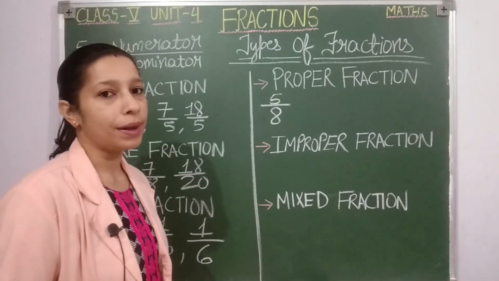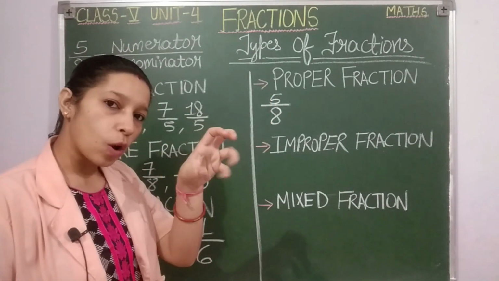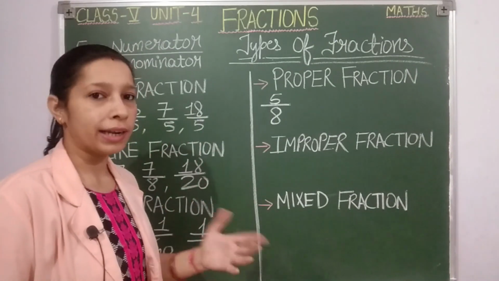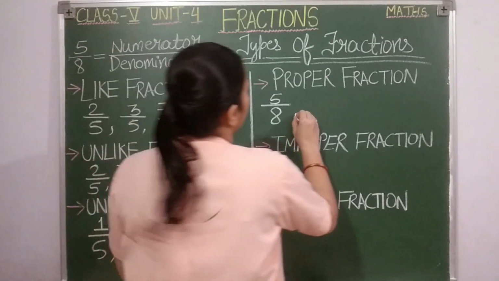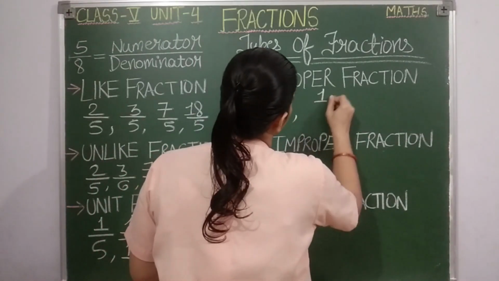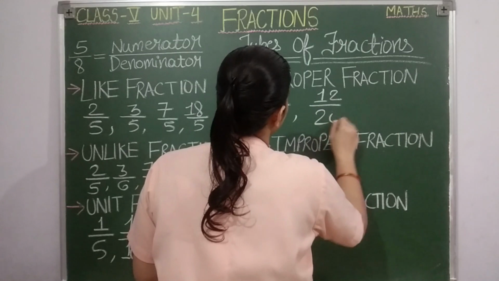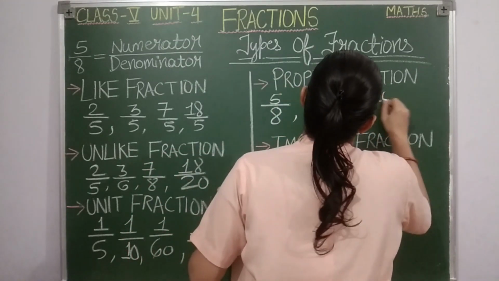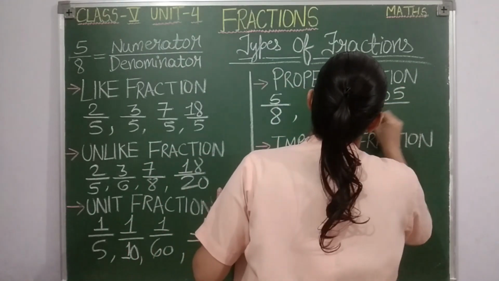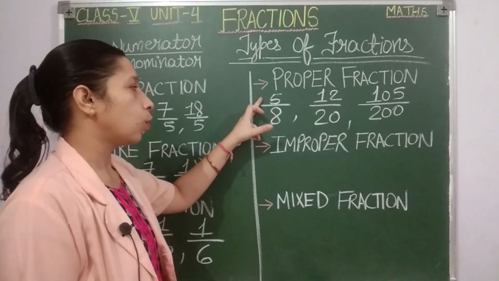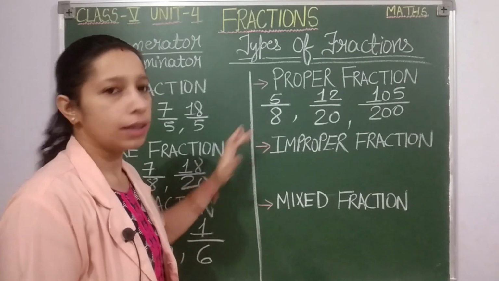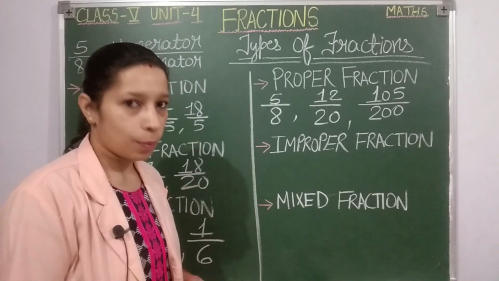Can you give me one example for proper fraction? Take a small numerator and a denominator greater than it. You will get the proper fraction. I'll be giving you some examples. Suppose 12 upon 20, then 105 upon 200. Here you can see that the denominators are greater than the numerators and the numerators are less than the denominators. Such fractions are known as proper fractions.